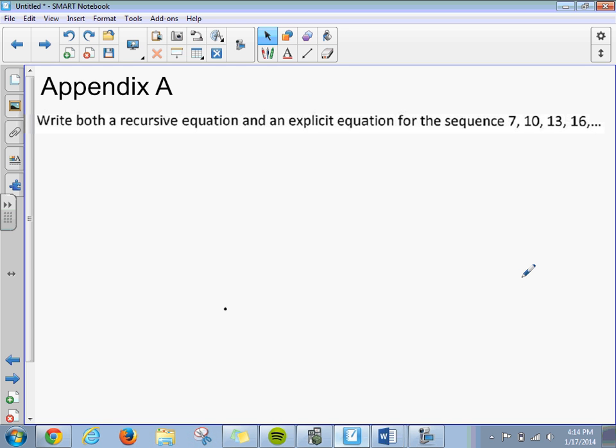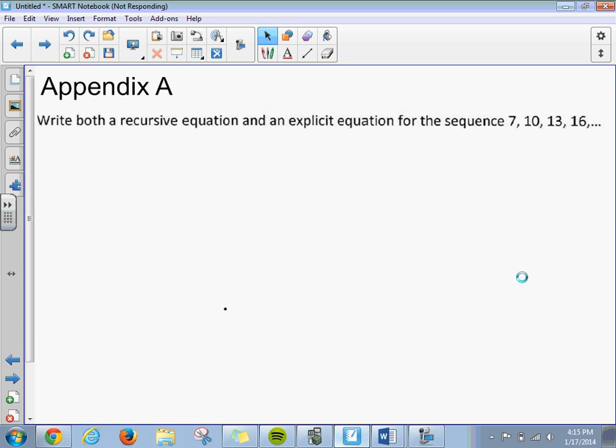So here they ask us to write both a recursive and an explicit equation for the sequence. They don't tell us what kind of sequence it is. We don't know if it's geometric, and we don't know if it's arithmetic just yet. But we can investigate and see what's going on. And again, we're going to want both an explicit and a recursive.